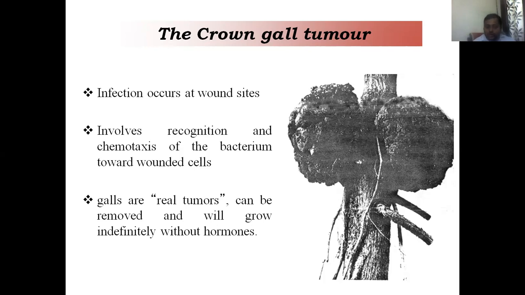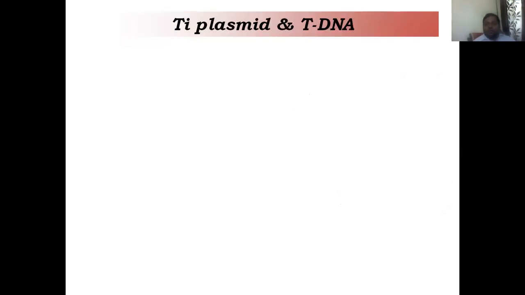Now these galls are real tumors, and they can be removed and will still grow indefinitely. So this is an example of a real tumor that keeps growing even if you cut it out. It indicates that all the genes and all the things that are required for it to grow are already present inside this tumorous tissue. And that's why they are called real tumors. So we'll see how it happens. Now, coming to what causes the crown gall and how a crown gall is a real tumor that can grow on its own.